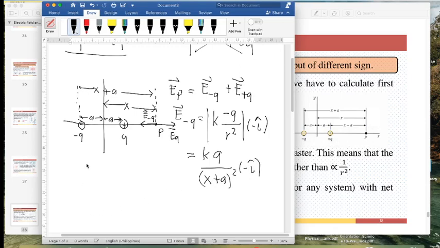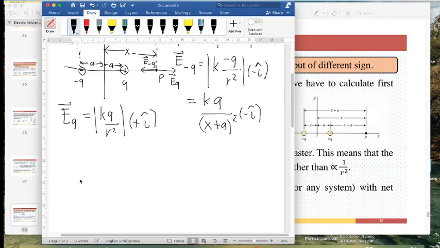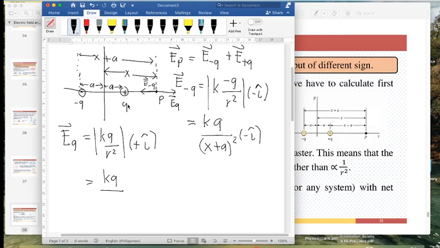Next, how about the electric field produced by the positive charge? We have the magnitude, kq over r squared. Its direction is positive i hat because it is pointing towards the positive x-axis. Then we have kq, and what is its r? r is the distance between q and P. The distance here is actually x, and I subtract minus a, so it is just x minus a. So we have (x minus a) squared, and positive i hat.